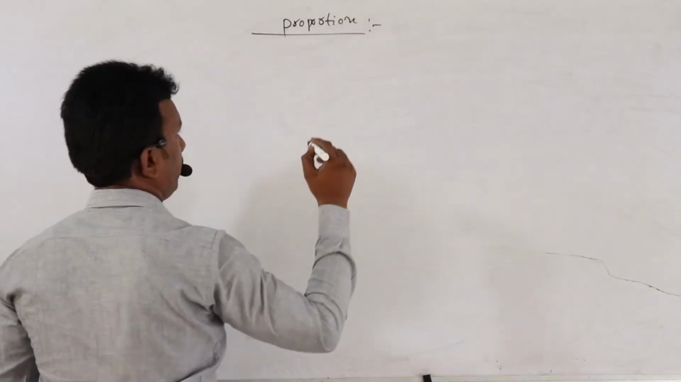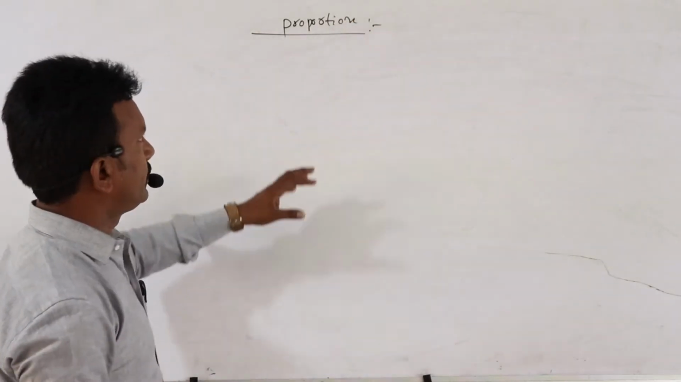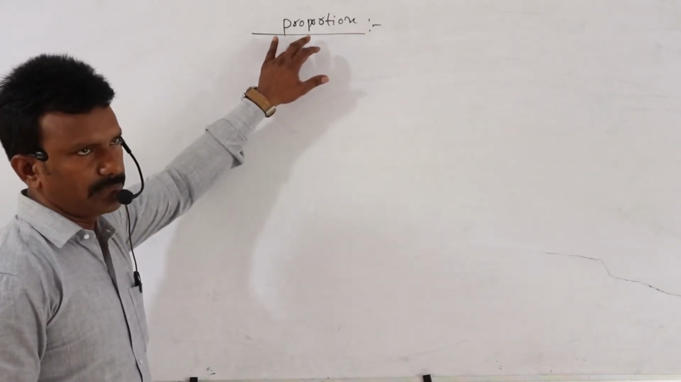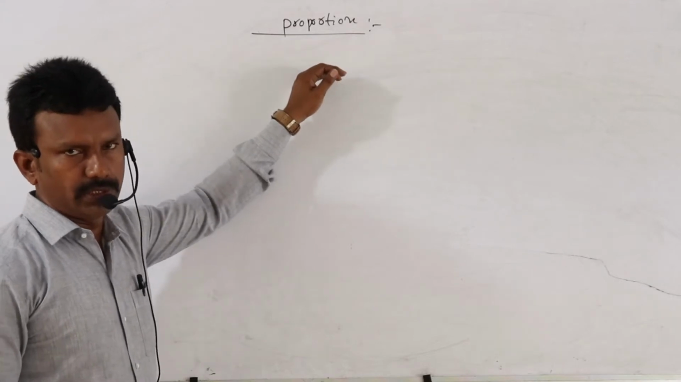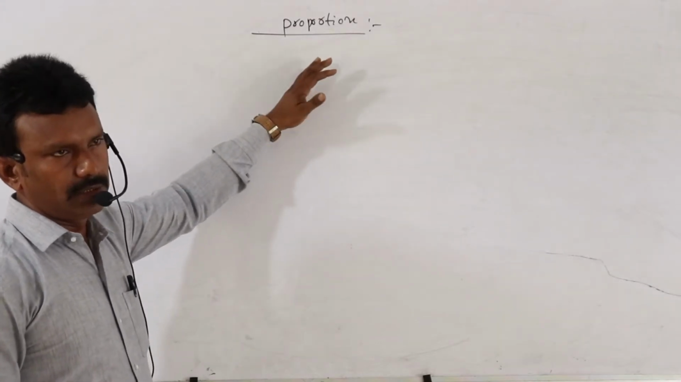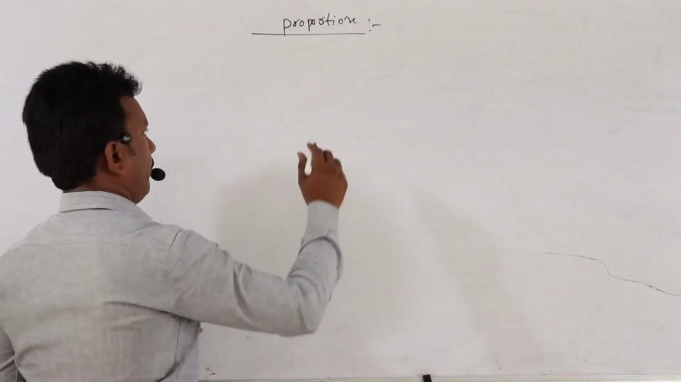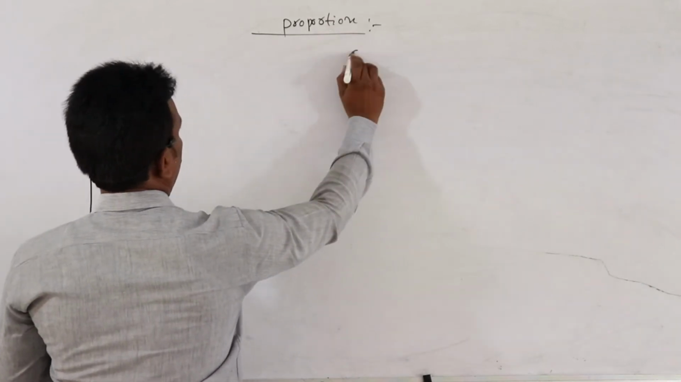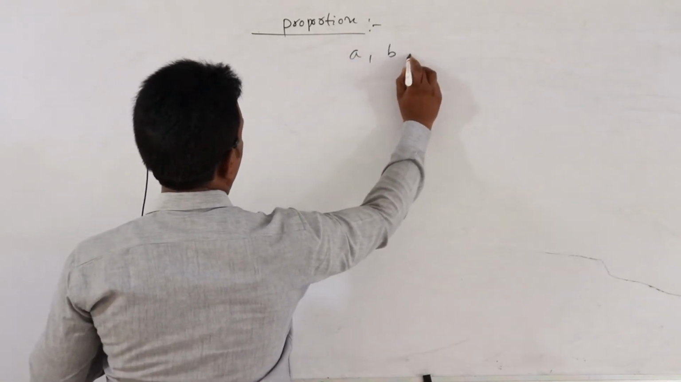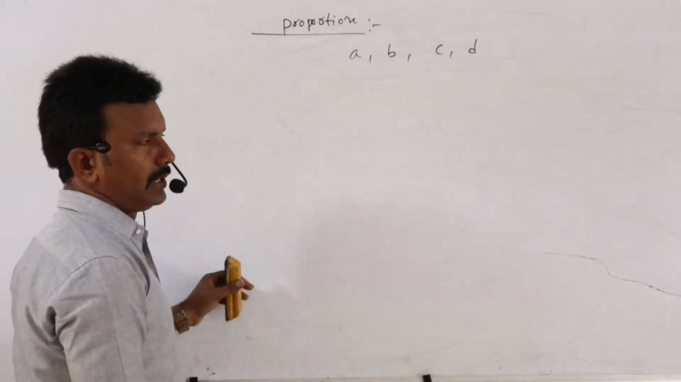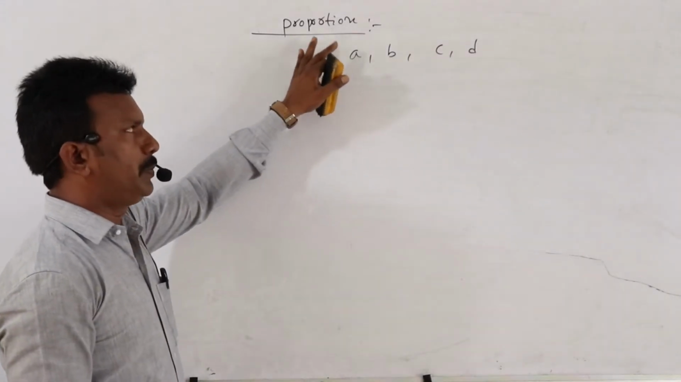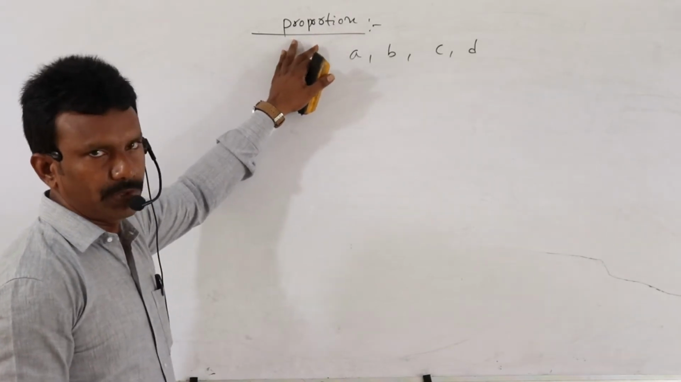What is the meaning of proportion? We are defining a proportionality condition. For example, take four numbers A, B, C, D. These four numbers are in proportion.